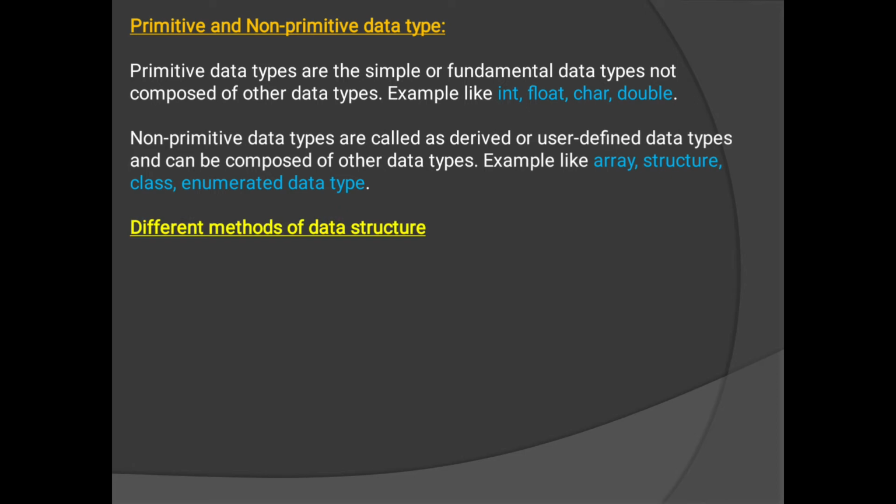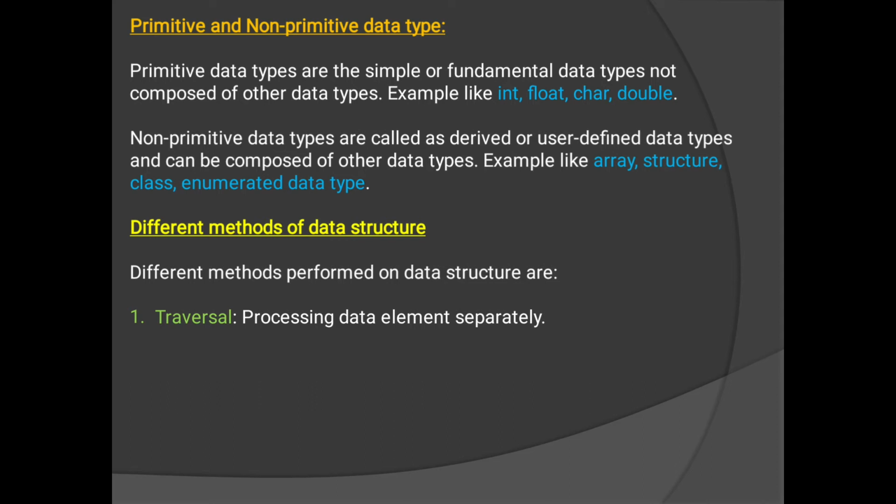So there are different methods of data structures. The different methods that are performed on the data structures are, first one, traversal, where processing of each data element is done separately and individually. Second one is searching for the memory location of the data element. If a data value is entered, that particular data will be searched in that particular memory location, whether it is present or not.